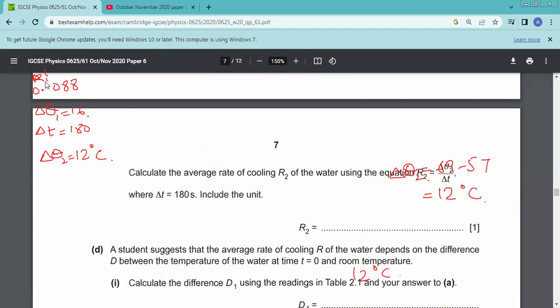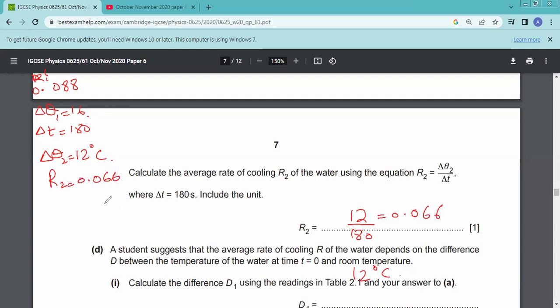cooling. The first rate of cooling was 0.088. Now we have to find out the average rate of cooling 2, in which we will be using delta theta 2 this time. So delta theta 2 is 12. 12 divided by 180. This time we are going to divide 12 by 180. And this would be 0.066. So I'm writing R2 as 0.066. Now see, this was R1, 0.088, and this is R2, which is 0.066.